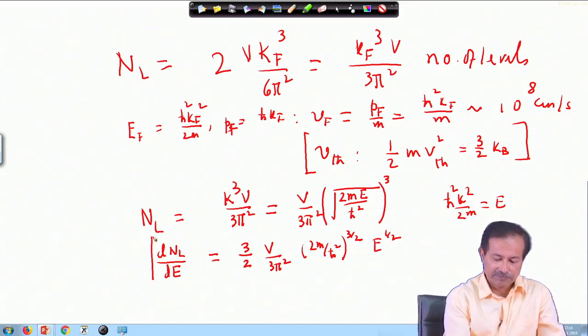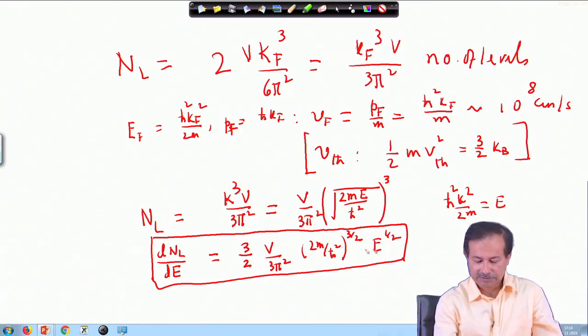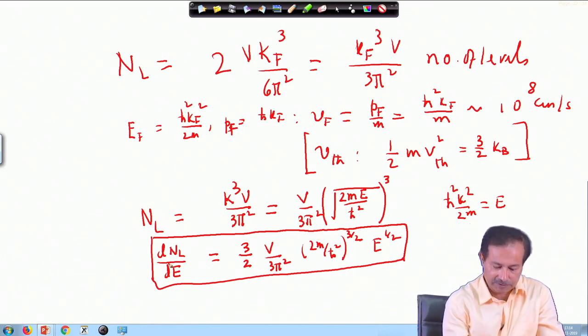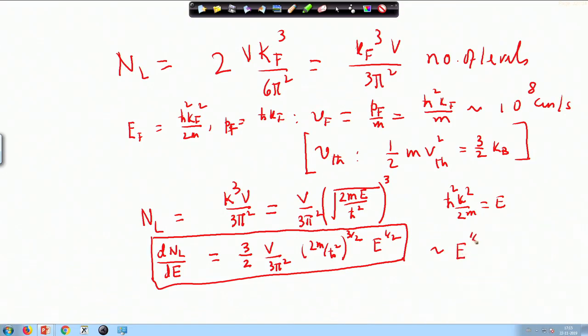So, that is the number of levels. You can simplify it, but the important thing is that the density of this, the number of levels available between two energies E and E plus dE, goes as E to the power half. That is a very important relation: in 3 dimensions, for a quadratic spectrum, the density of states goes as E to the power half, root over E.